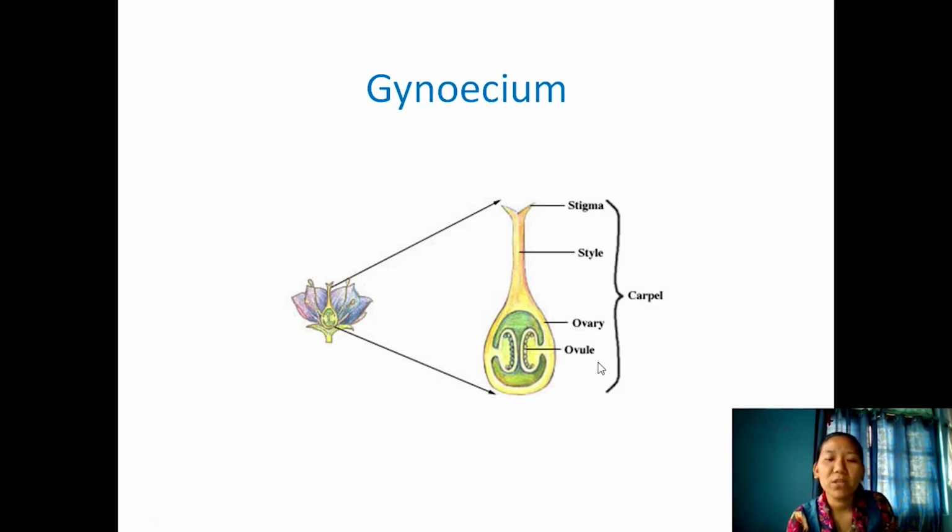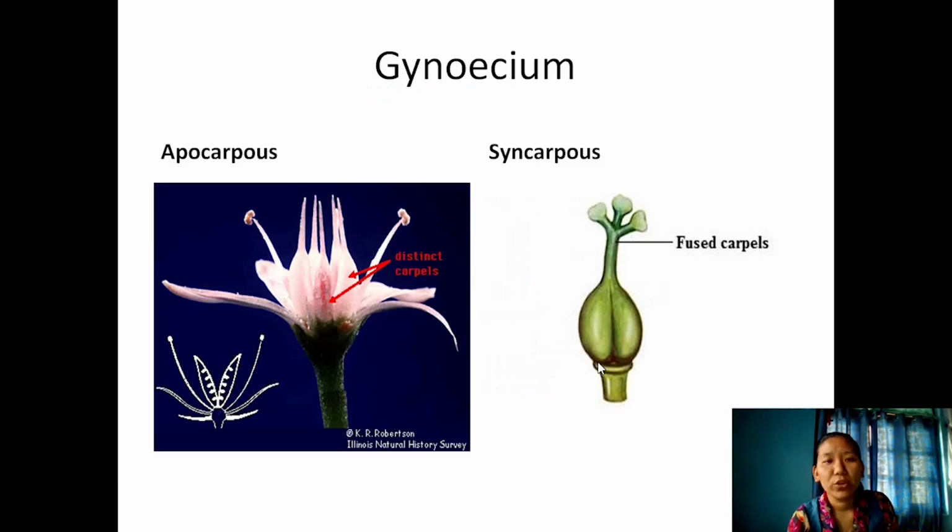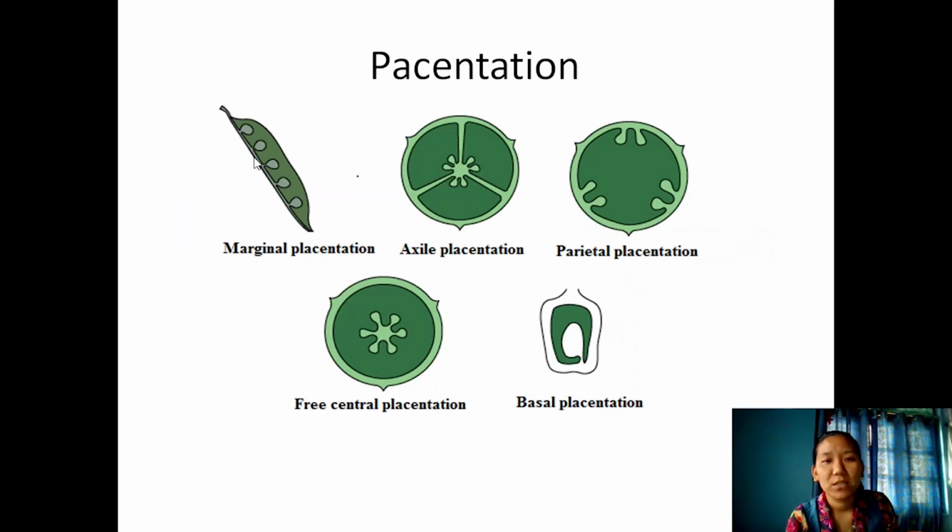If the carpel is more than one, then we can call it multicarpellary. If it is multicarpellary, again, the carpels can be completely fused or they can be free. If it is completely fused like this, we call such a carpel syncarpous. And if it is completely free, with a distinct carpel here, we call it apocarpous. So the carpel can be apocarpous or syncarpous.